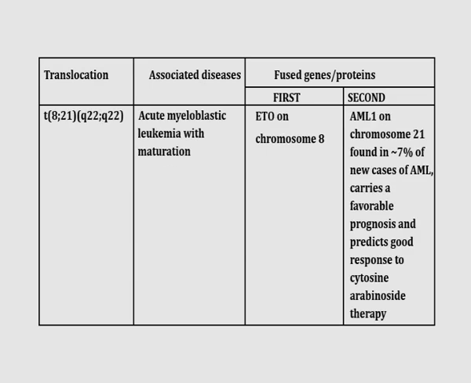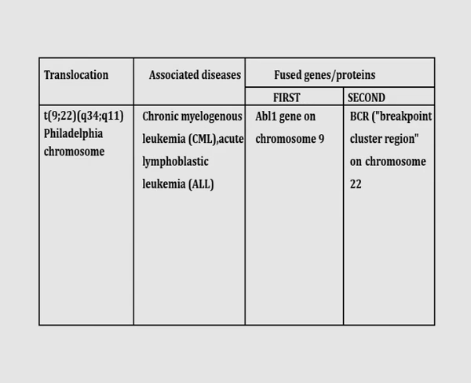In the next case, it is t(8;21), q22 and q22. The associated disease is acute myeloblastic leukemia with maturation and the genes involved are ETO on chromosome 8 and, in the second case, AML1 on chromosome 21, found in nearly 7% of the new cases of AML. It carries a favorable prognosis and predicts good response to cytosine arabinoside therapy.